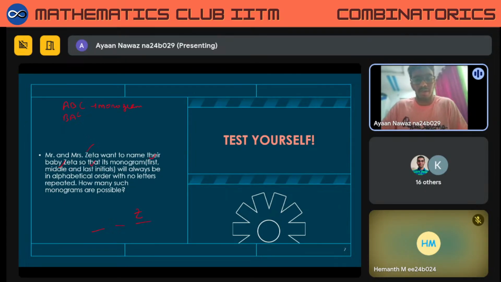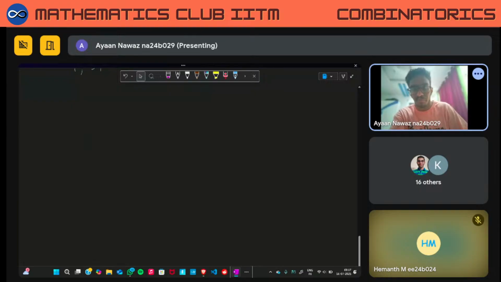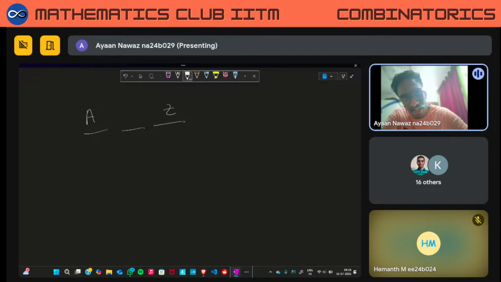Okay, so let's solve this. The last letter is fixed as Z. Monogram means it's in alphabetical order, so you cannot repeat letters. We'll not use combinations right now; we'll just do it normally because that hasn't been covered. So the first letter is fixed as A. If the first letter is A, the second letter can be from B to Y, any letter, right?